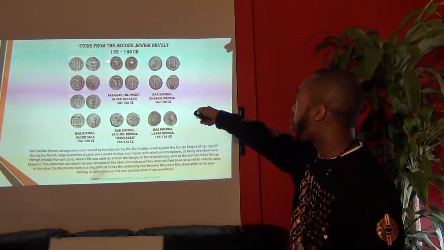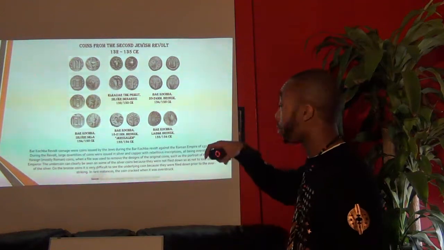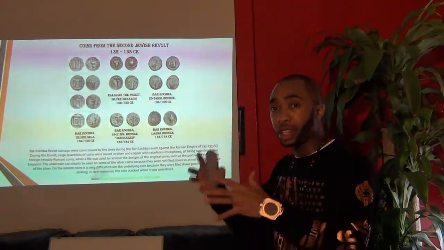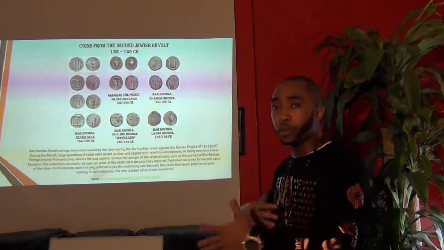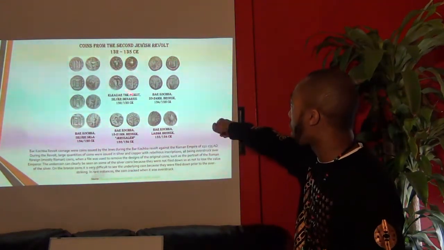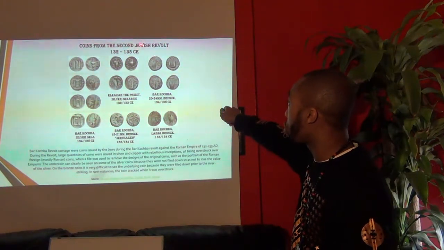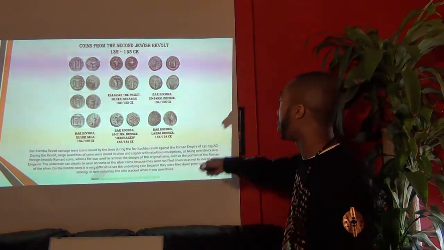This is good. All right, coins from the second Jewish revolt. That's called numismatics, right? Numismatics is the science of studying coins and how they were used to barter for services and goods, etc. These are ancient coins from 132 to 135 CE. These are coins from the second Jewish, it should really be Hebrew Israelite, revolt, all right?